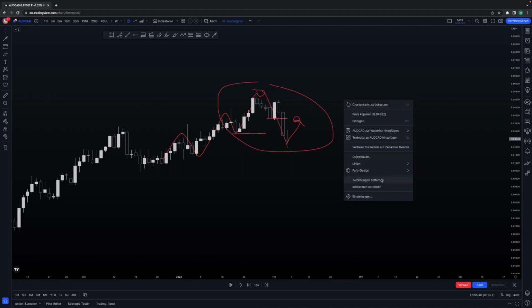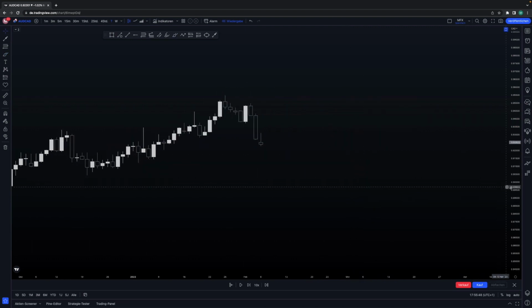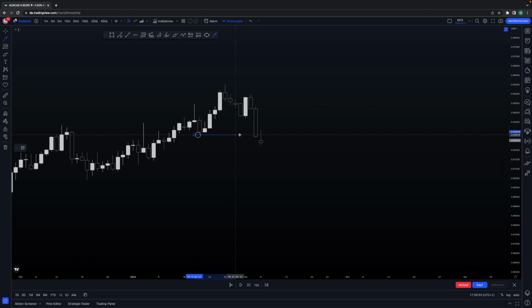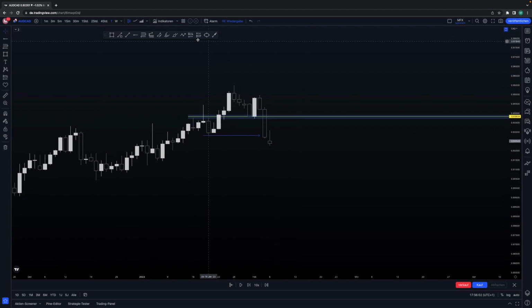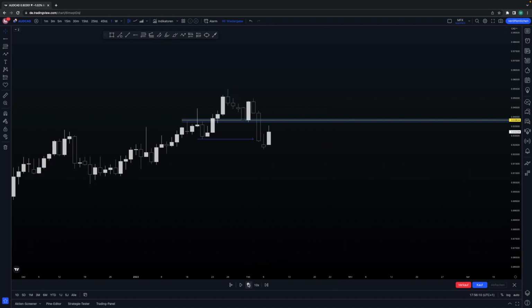So let's delete this and let's draw this out a little bit cleaner. So this was my shift of market structure right here, and this was my last structure point. So let's draw a zone around it. So I want the market to come back here, and in this zone we are looking out for our sell position. So let's play this a little bit further out.